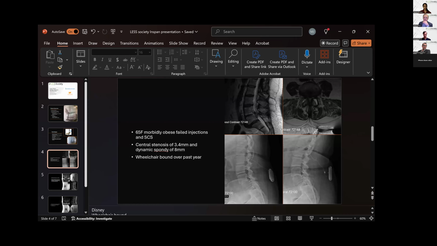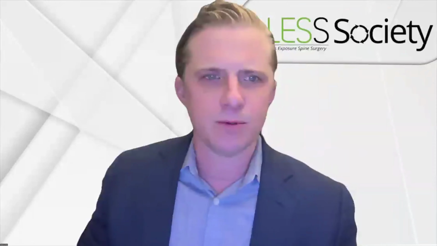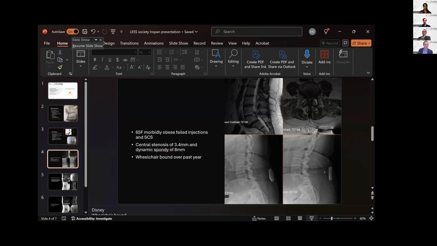All right, Zoom difficulty. Sorry, computer's acting up. Okay, can everybody see?